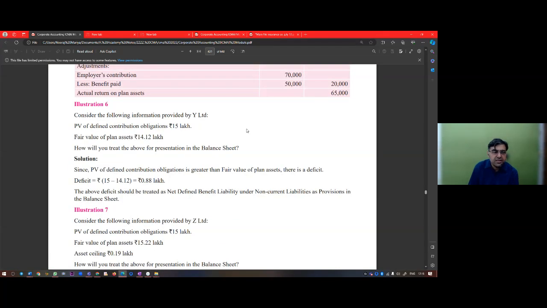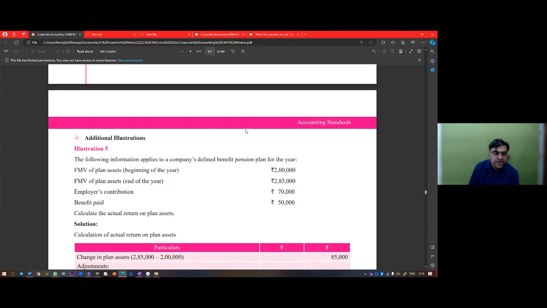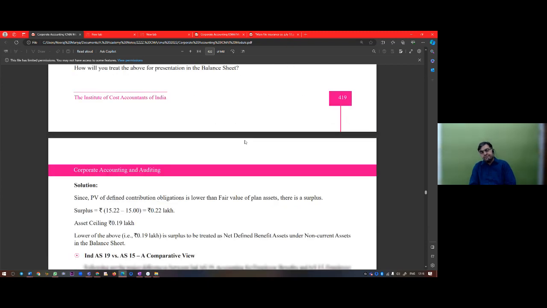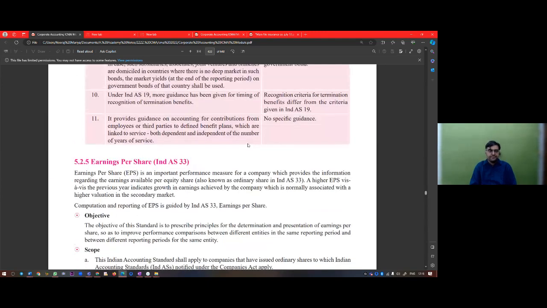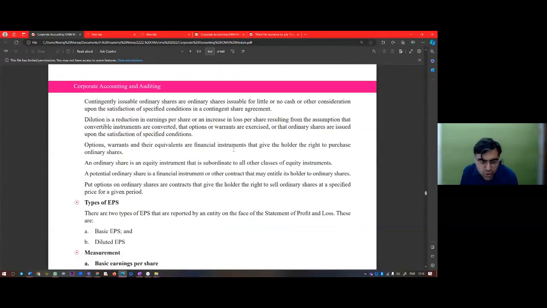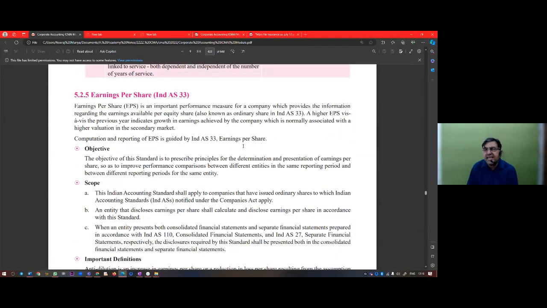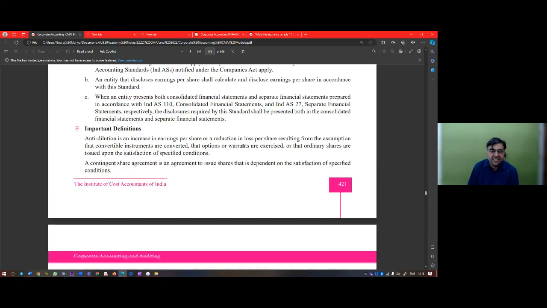Where is the standard on PPE? The standard on PPE is very good. So let's go to earning per share. It is AS 19 in AS 33.